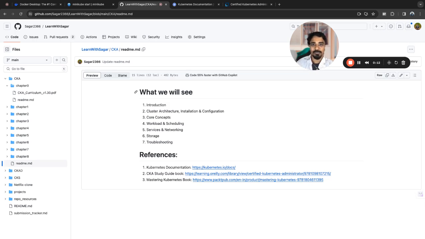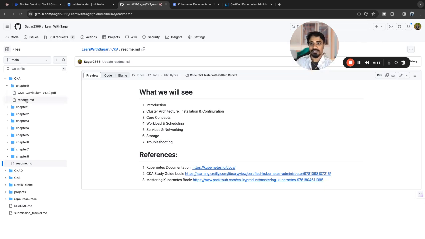This series should help you to clear your CKA exam as well as prepare you for your Kubernetes interview. Before getting started, I want to give enough credit for the resources which I use. So I use Kubernetes documentation and a couple of other books like CKA Study Guidebook, and Mastering Kubernetes book. Without ado, let's get started.